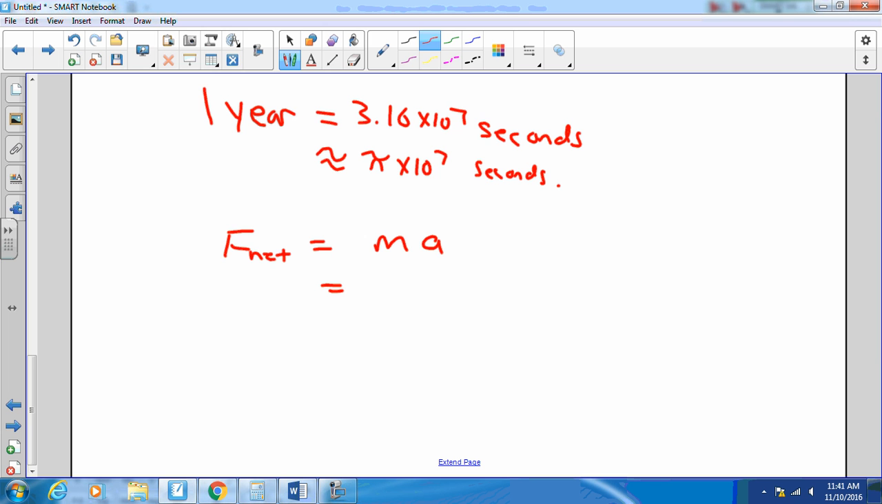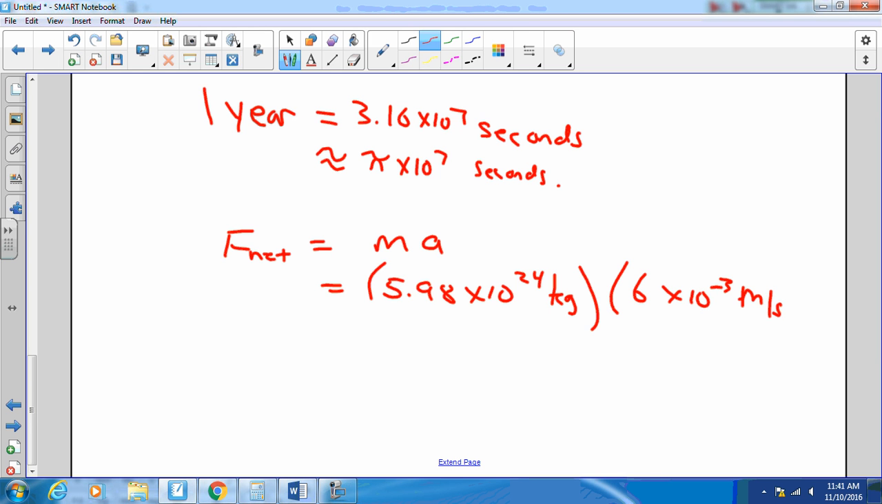Alexis probably did that. What'd you get? It was in the book, 5.98 times 10 to the 24th kilograms. Yeah, that's a lot. So when I multiply my puny acceleration times my humongorific mass, what I get is going to be basically 6 times 6, or 36, times 10 to the 21st kilogram meters per second squared, or newtons. That is a huge force.